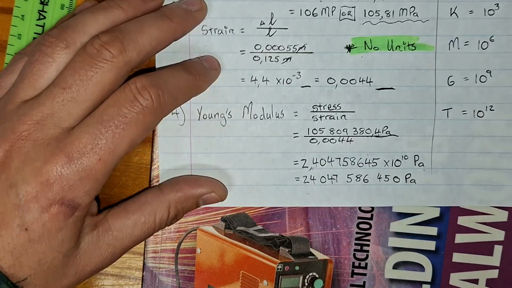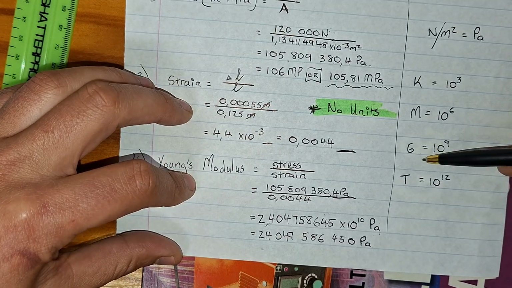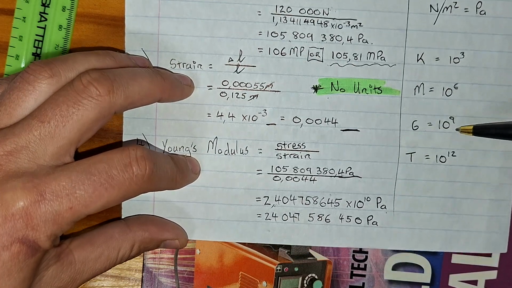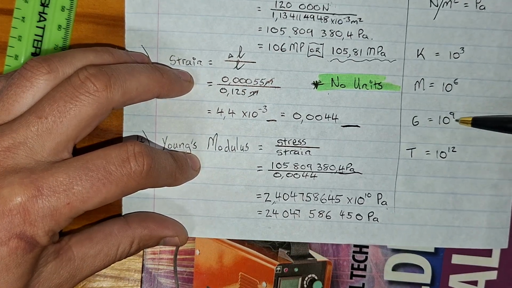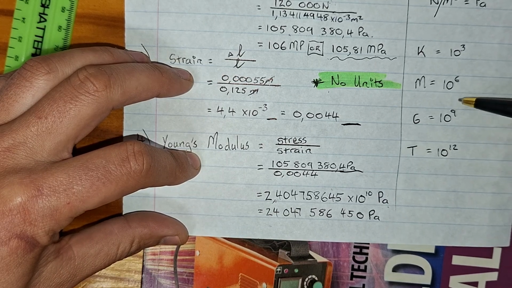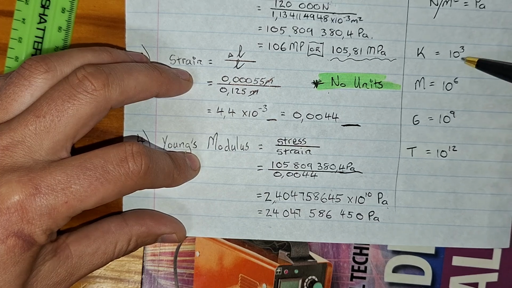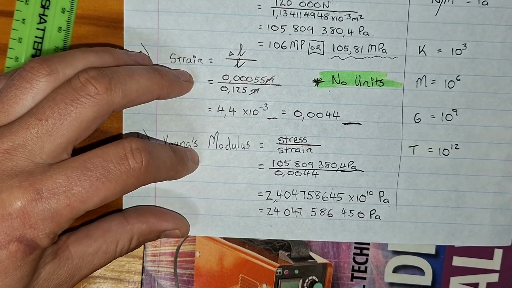So now if you were asked to change this to a standard notation over here again, if it were for say gigapascal, then your decimal place goes 9 times to the left. If it was megapascal, it goes 6 times to the left. Kilo goes 3 times to the left.